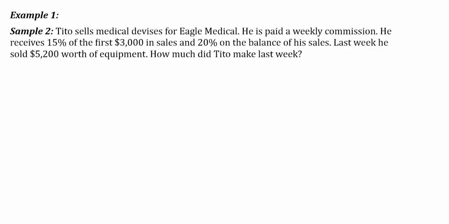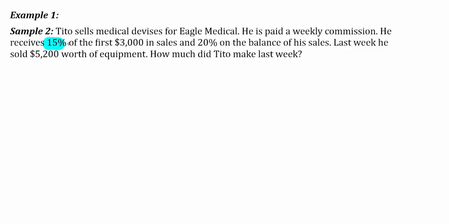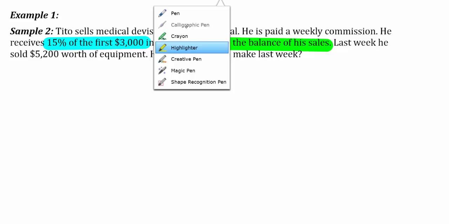So we're going to have to figure out two commissions in this problem. We're going to have to figure out his commission for the first $3,000, and that's going to be at 15%. And his commission for the remaining, or the balance of his sales, which is going to be at 20%. Let's first figure out his commission on the first $3,000.